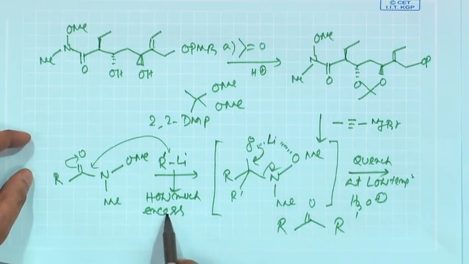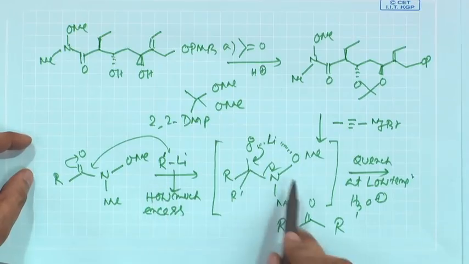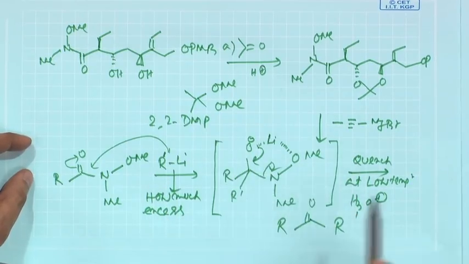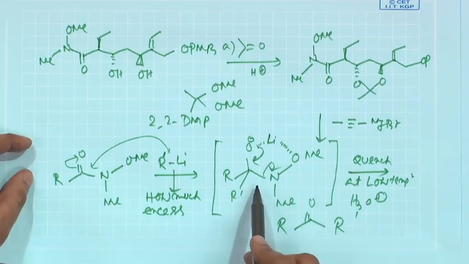No matter how much excess Grignard or lithium reagent you react, the reaction always stops at this intermediate. Then you just hydrolyze this intermediate to get back the corresponding ketone. So, this is the Weinreb ketone synthesis, which has been used very efficiently.